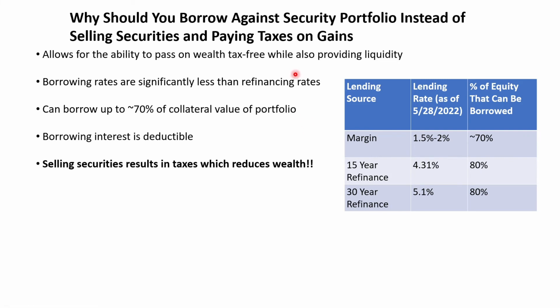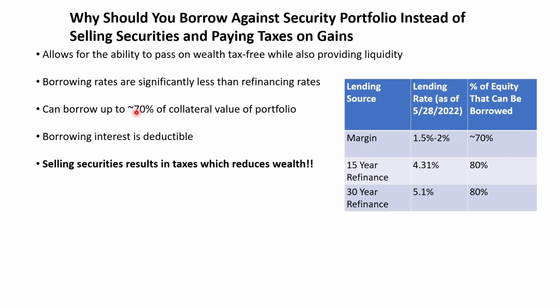So let's talk about some highlights here about why you should borrow against your security portfolio instead of selling securities and paying taxes on the gains. Obviously, we saw the answer in the previous slide, but a couple of quick pointers. Borrowing against your security portfolio allows for the ability to pass on wealth tax-free, again, through step up in basis, while also providing liquidity. You can borrow against it the same way you can borrow against your house, or we'll talk about that in a second here. In fact, borrowing against your security portfolio is a lot cheaper, and the rates are a lot less than current refinancing rates.